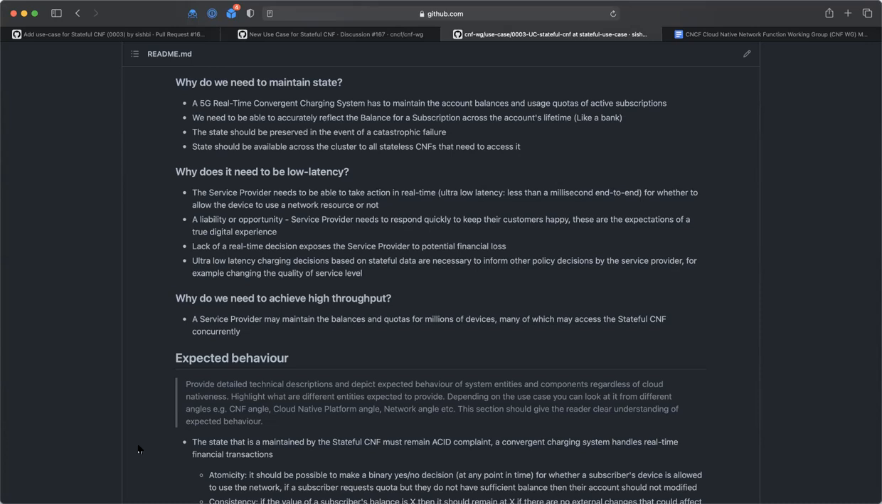So one of the properties of a convergent charging system is that it needs to have low latency. And we're talking ultra low latency, where less than a millisecond end-to-end response time is necessary, or certainly less than 10 milliseconds in the extreme case. We need to allow devices to use the network with a very short amount of time to make that decision. The service provider needs to respond quickly to allow customers to use the network, and that's their expectation. They wouldn't expect it to take a number of seconds to get the grant to allow them to use the network. And if the service provider isn't able to make a decision, then they might lose money by the subscribers going elsewhere, for example.